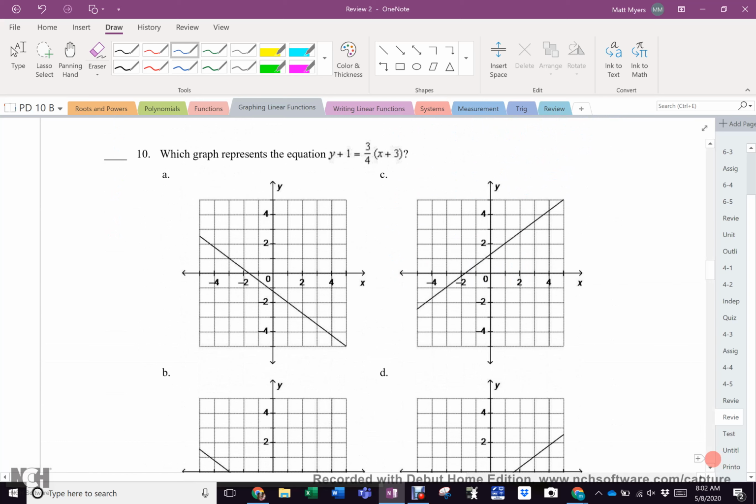And number 10. Which equation represents this? Well, I need a positive slope, don't I? Is that a positive slope? No. Is that a positive slope? Oh, that's a positive slope, so let's check. There's a point right there. There's a point right there. I go up 1, 2, 3, and I go right 1, 2, 3, 4. Hey, that's a good possibility. Now let's check if x has to be negative 3 and y has to be negative 1. Negative 1, 2, 3, negative 1. Hey, it's C.